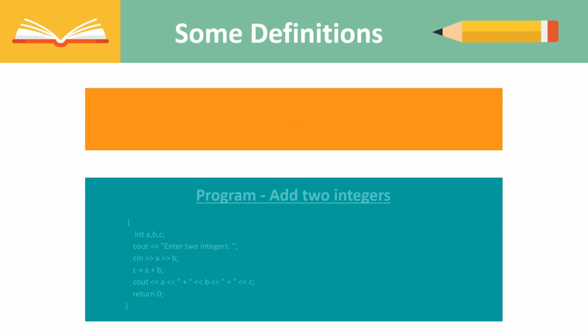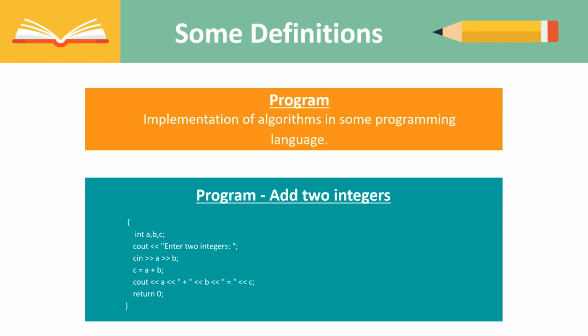Now, program is the implementation of algorithm in some programming language. For example, if you have an algorithm to add two integers, then you just have to follow the steps in any programming language to take input from user, adding the value and printing the final value. So the step-by-step process to solve a specific problem is algorithm and implementation of an algorithm is a program.